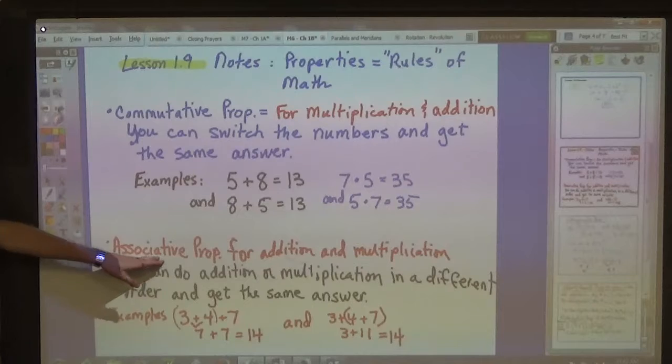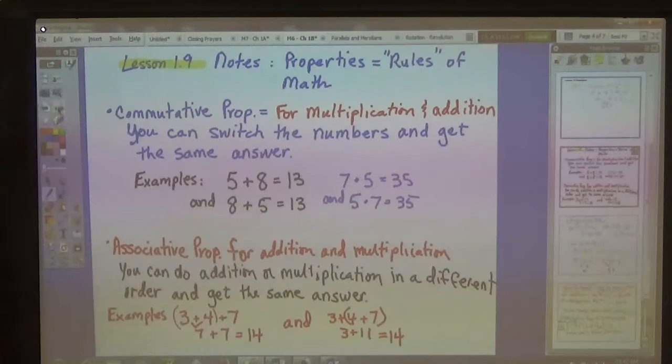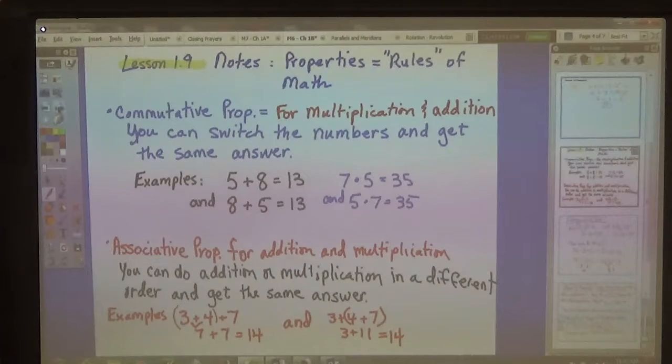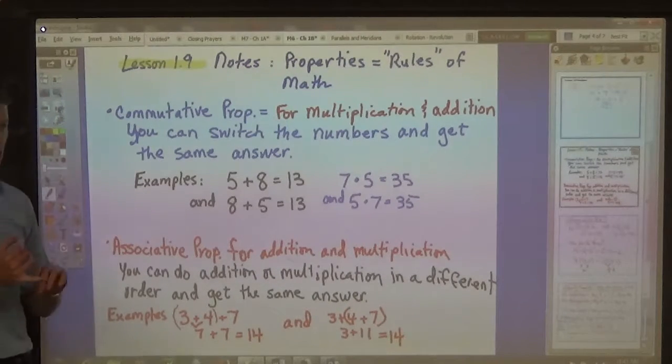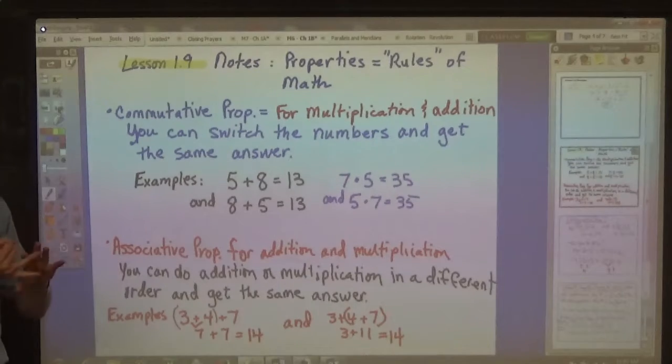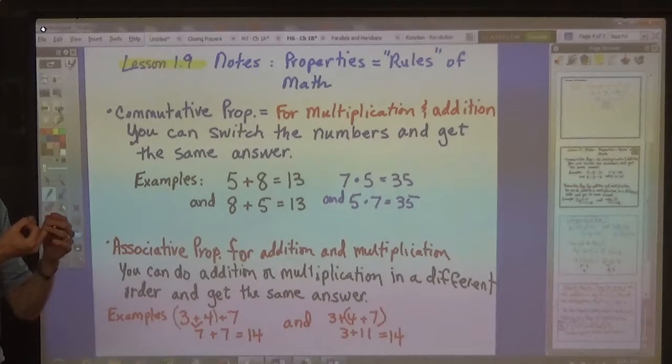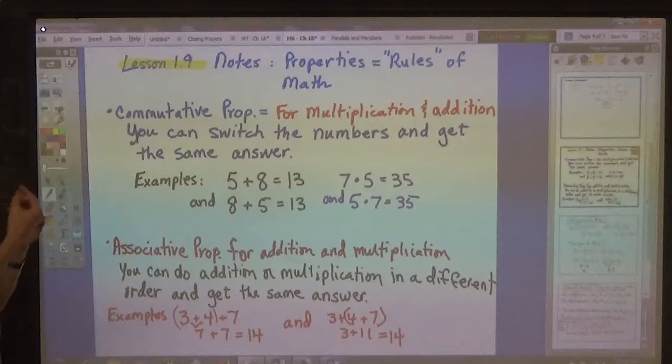And that is called the associative property for addition, or the associative property for multiplication. It works for multiplication too. You could do 2 times 3, which is 6, and then times 4, which is 24. Or you could do 3 times 4 first, which is 12, and then multiply by 2, which is 24.